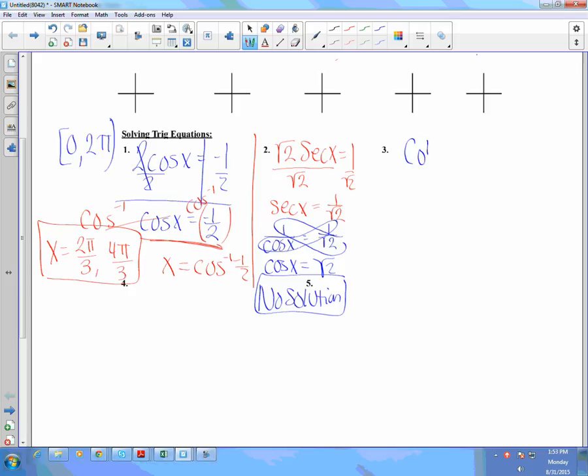Okay, number 3. Cotangent of theta equals 0. So we don't have cotangent on the circle. And what's related to cotangent? 1 over tangent. Okay. 1 over tangent. So, what do you think? Solve for x.